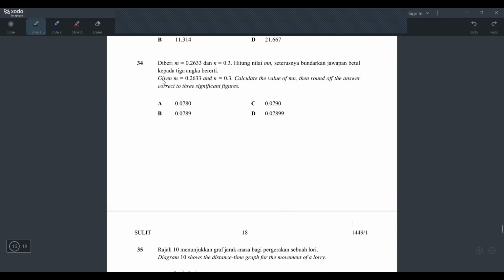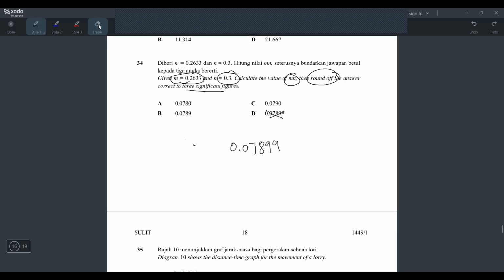Okay, let's go 34. Given M is 0.2633, N is 0.3, calculate value of M times N. So second ambil ini darab ni lah. But then they say round off the answer to 3 significant figure. Okay, this one easy lah. Just take 0.2633 times 0.3. Okay, straight away press lah. 0.2633 times 0.3. 0.07899. Okay, but they want to round off to 3 significant figures, like, so obviously you cannot bullet D. If you bullet D wrong already, they want 3 significant figures.